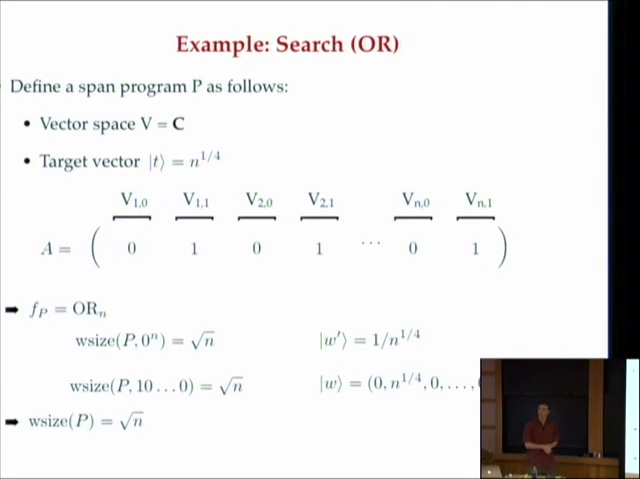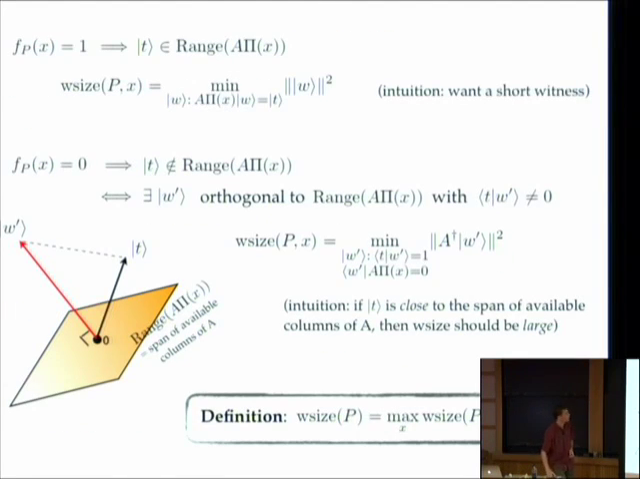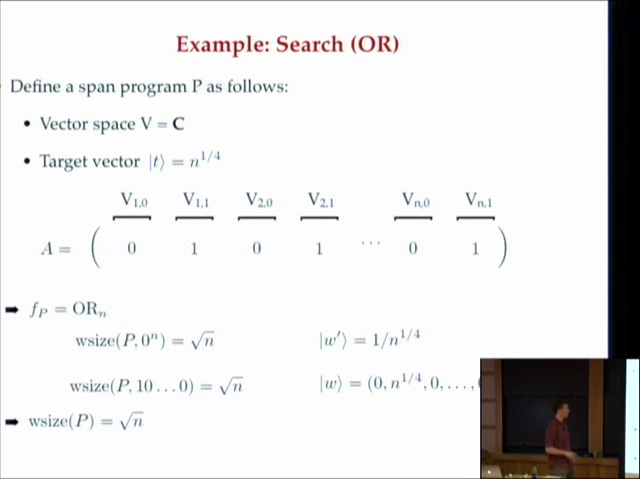Sorry, what is the witness size in the false case? It's the squared length of the matrix times this witness W prime that has inner product 1 with the target and is orthogonal to the range. So in this case, on the all zeros input, you can't reach anything, and so that subspace is just 0. The target we have here, we want inner product 1 with that, so it'll be 1 over n to the 1/4. And I multiply it by this matrix and take the squared length, and you're going to get square root of n.